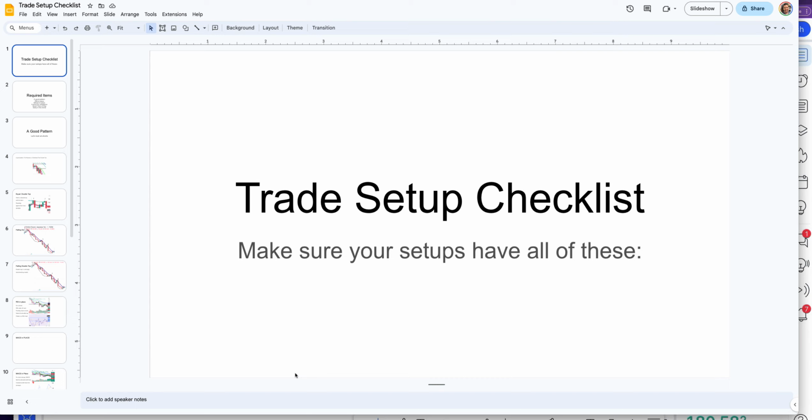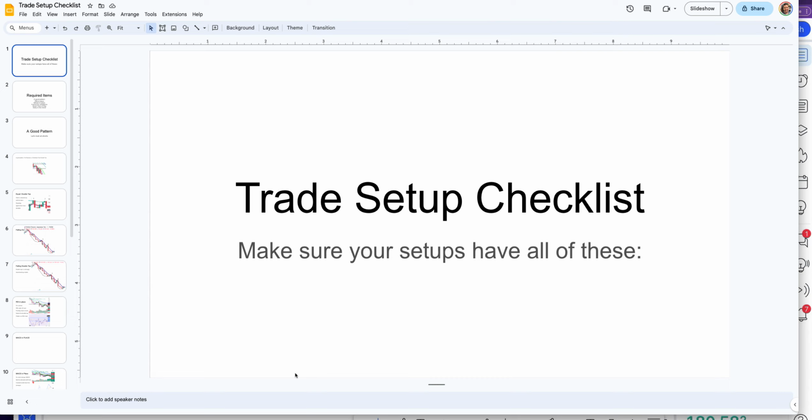A little presentation to share with you my trade setup checklist. I'm using this these days to find my best trades, and I just wanted to share that with you so that you can do that too and perhaps make a little bit more money and have a little bit higher win rate when you do trade. So here's my trade setup checklist.